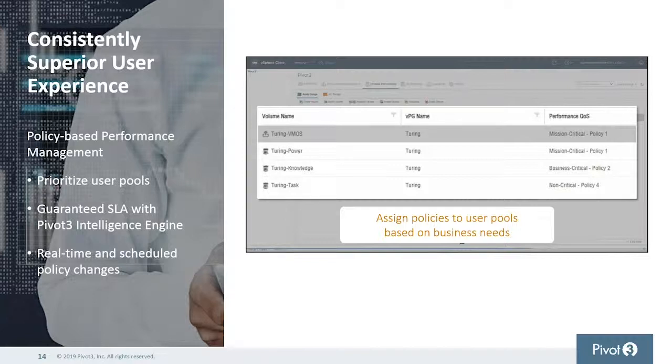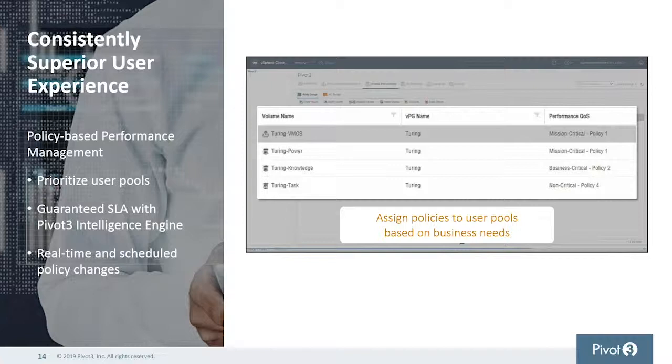The third one you see there is the knowledge workers. Think of them as back office workers. They're critical to the business operation, but they're probably not mission critical like power users. So they're tagged at policy 2. And then lastly, the task workers, think of them as call center workers. They're tagged at policy 4 because they're probably the least critical users and the least performance intensive workload.